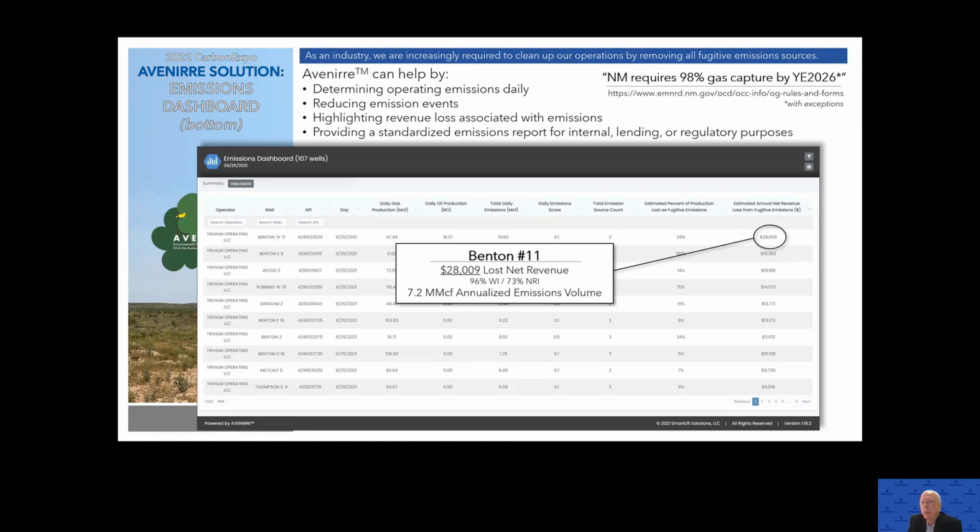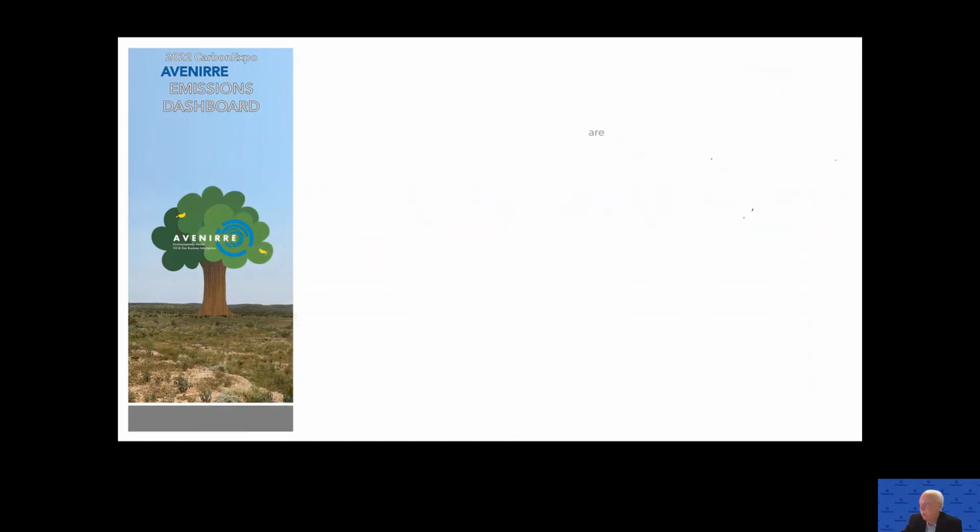But I also want to point out, and it's kind of hard to see maybe, but right here in the lower left-hand corner is export controls. You can export this report, and actually any report, as a CSV file or a PDF, and you can preserve that document then for your reporting uses and needs that you may have.